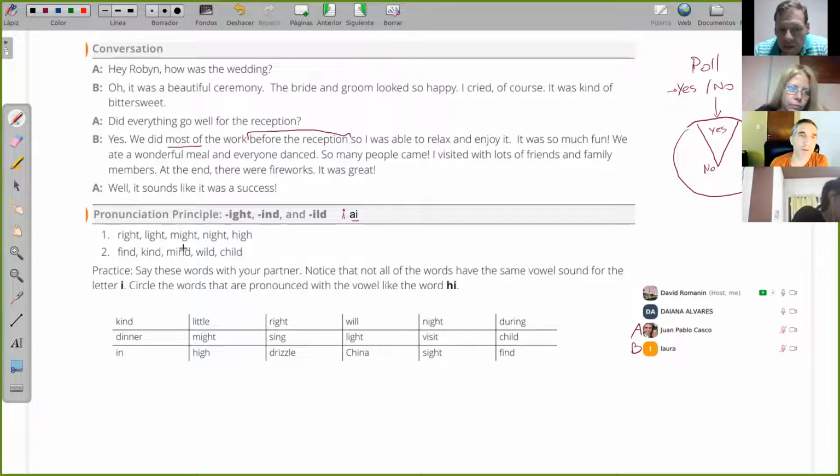Here we have some pronunciations, some words, some examples. Does any one of you want to read them? I say all of them are pronounced I. Okay, go ahead. Your turn, whatever you want. Diana, would you like to read? Anyone, it's okay. Right, light. Bueno, esta no la conozco. Might, might, okay, night, kite. Okay.